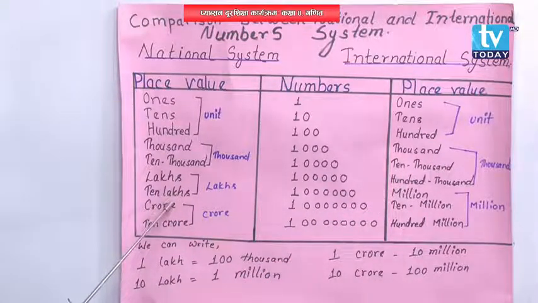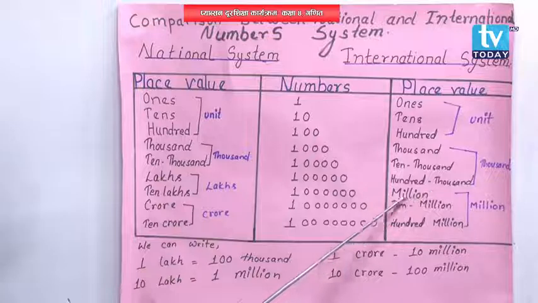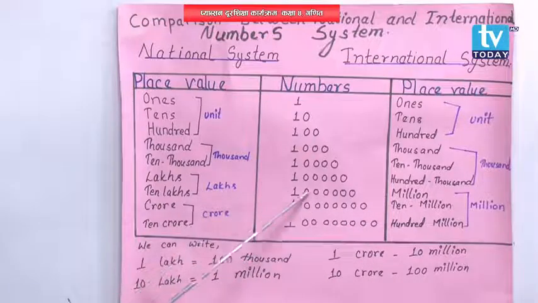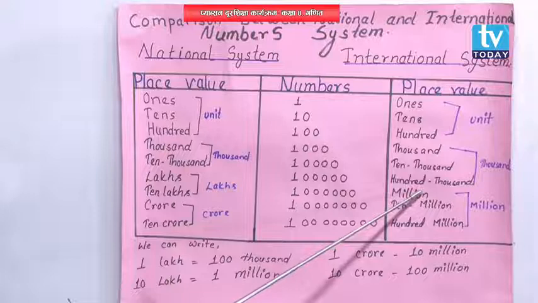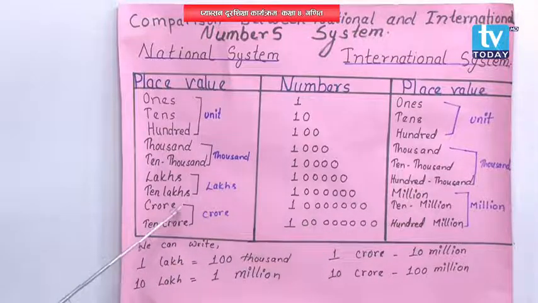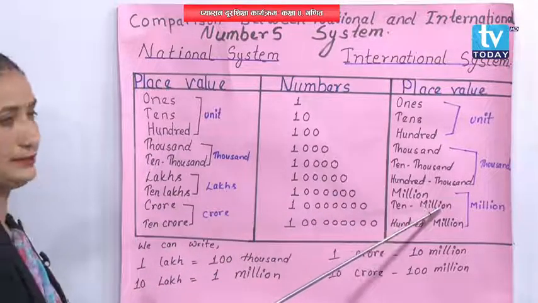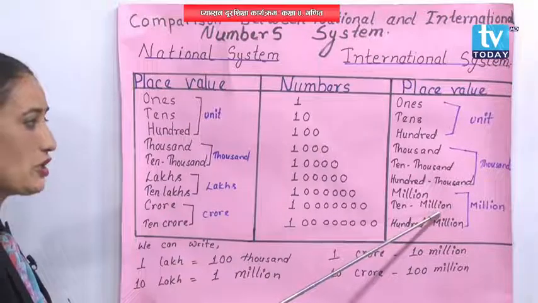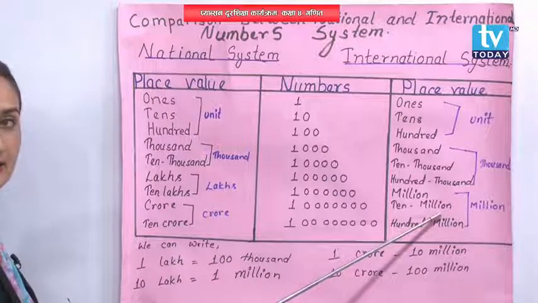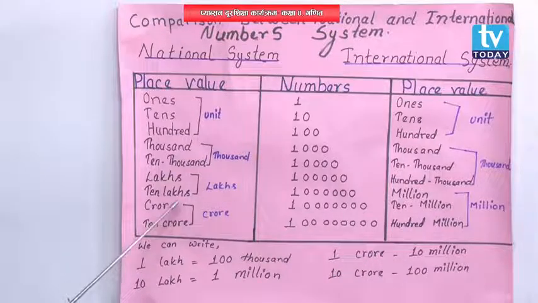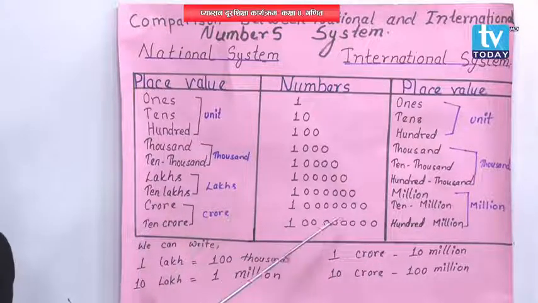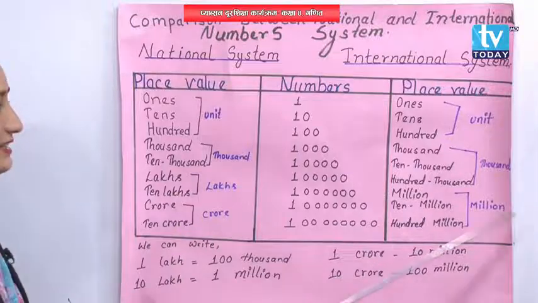So if there is 10 lakh, then we used to say it's 1 million. See, if it is 10 lakh, then we call it 1 million. Similarly, if there is 1 crore, we used to say 10 million. Is it? Yes. If there is 1 crore, then we call it 10 million.